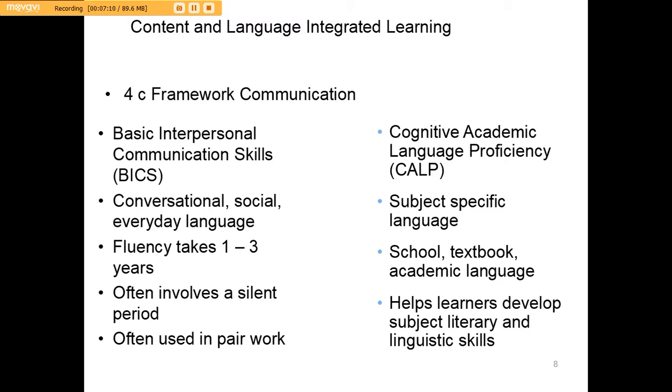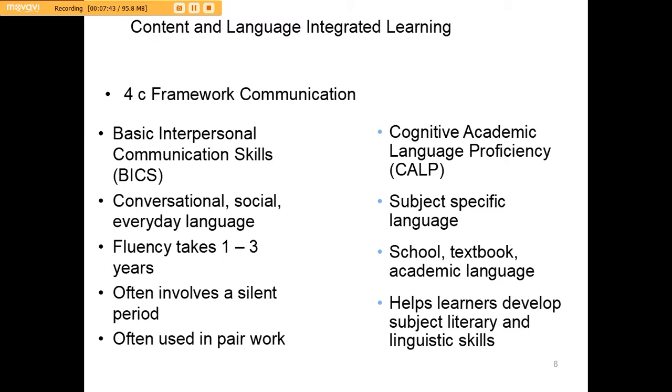Fluency in this, if done correctly, takes 1 to 3 years. So when I said about enhancing the reputation of a school, that's a clear example of this. But the BICS also involves a silent period. This is where the students will just sit and assimilate all the information they're being given, but they won't talk. But believe me, once they do start to talk, they really go for it. They're motoring with their language. And it can often be used in pair work or task-based learning too.